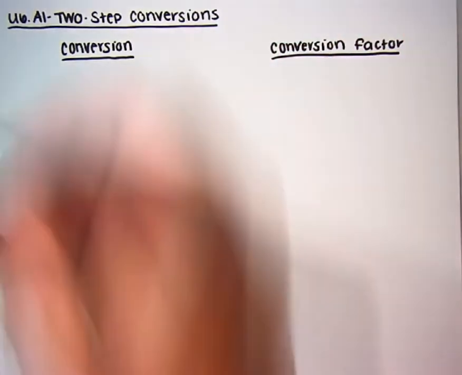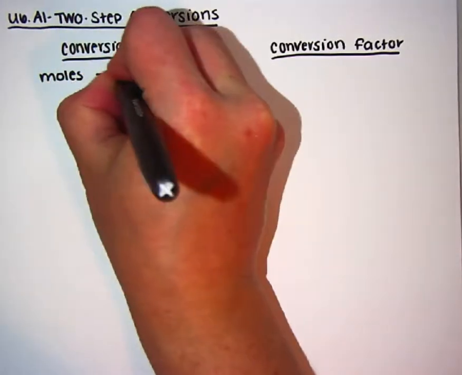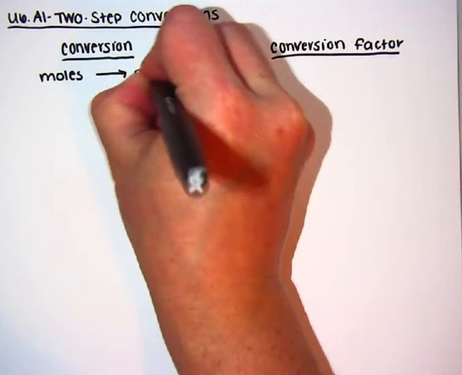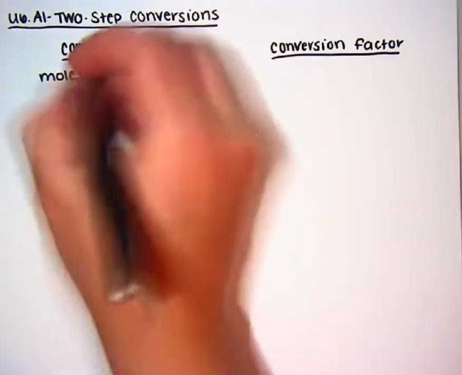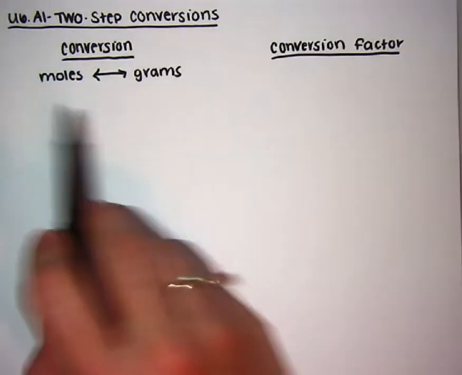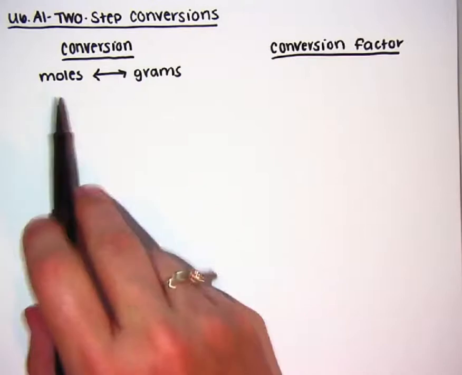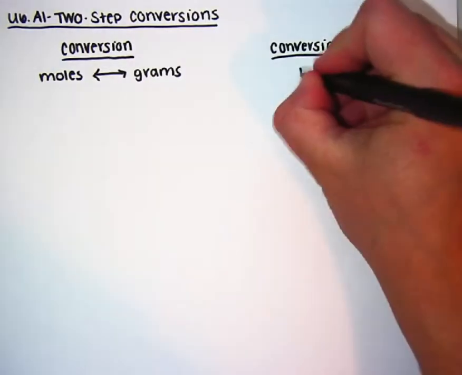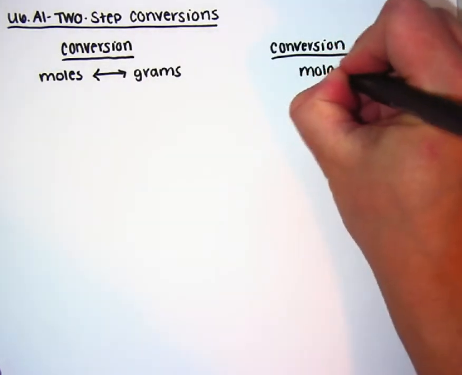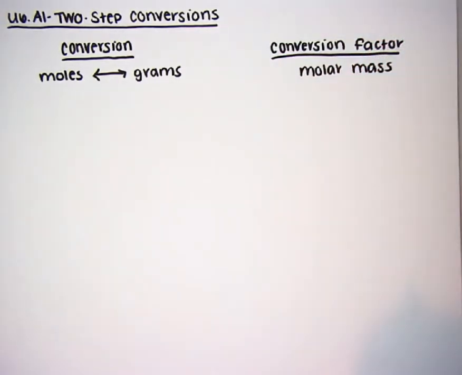So first, let's say you are converting from either moles to grams or grams back to moles. So double-sided arrow, we can go either way. If you're given moles and solving for grams, or if you're given grams and solving for moles, the conversion factor is the molar mass that we calculate using our periodic table.